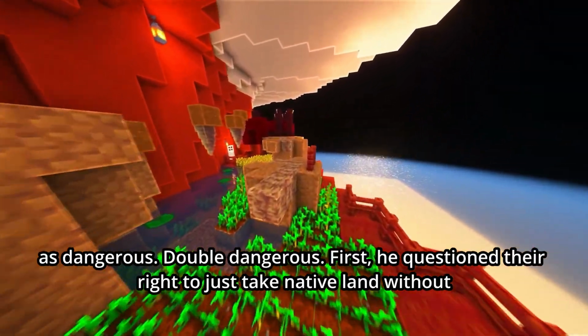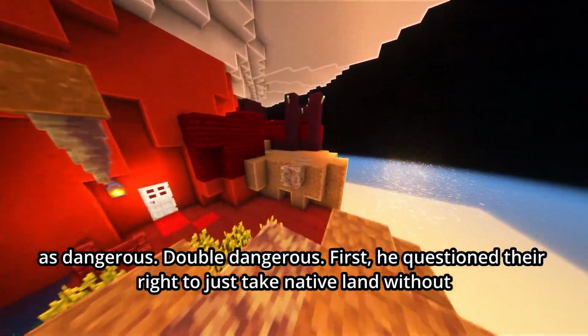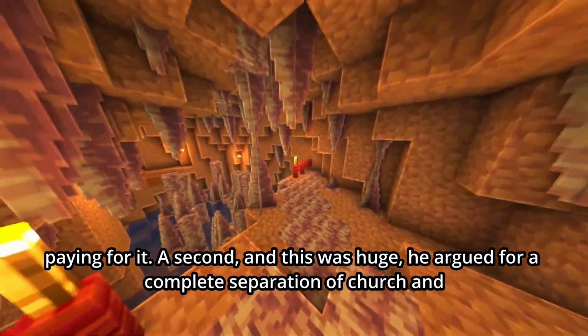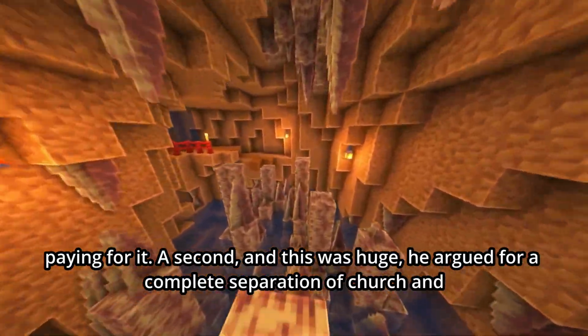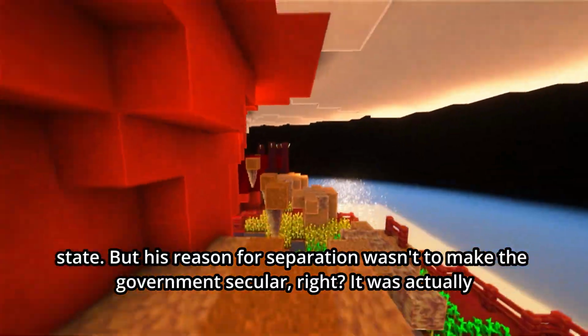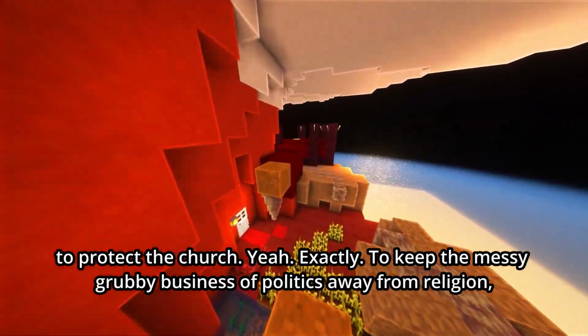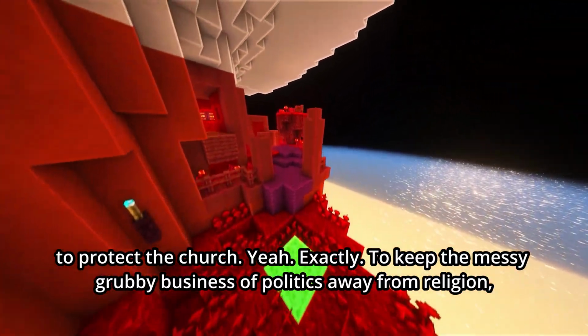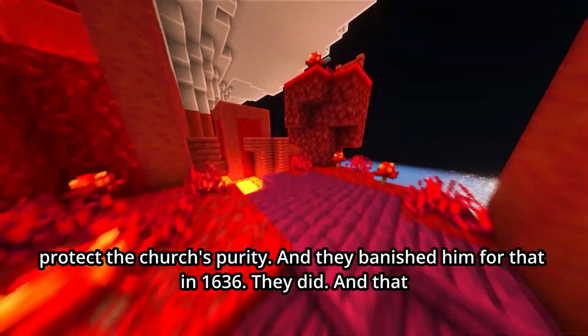So Williams was seen as dangerous. Doubly dangerous. First, he questioned their right to just take native land without paying for it. And second, and this was huge, he argued for a complete separation of church and state. But his reason for separation wasn't to make the government secular, right? It was actually to protect the church. Yeah, exactly. To keep the messy, grubby business of politics away from religion, protect the church's purity.